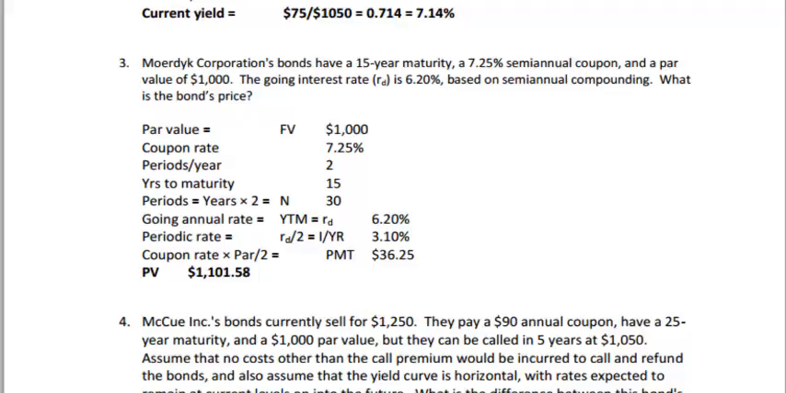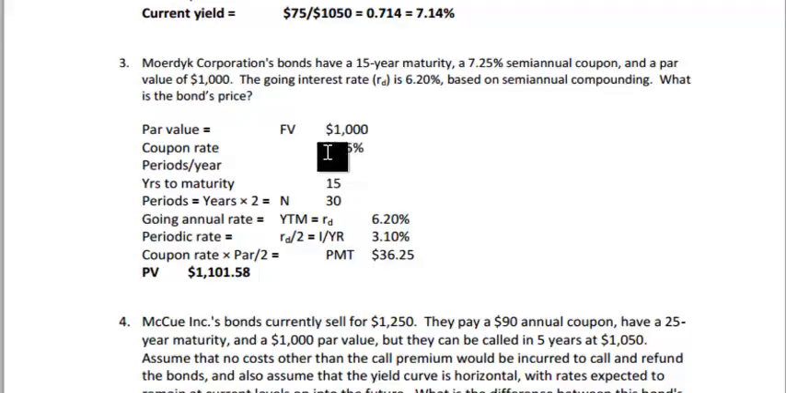Okay, the going interest rate is 6.2%, and what is the bond's price? So it gives us a par value of 1,000, so that's our future value. It gives us a coupon rate of 7.25%. 7.25% of 1,000 implies an annual coupon of $72.50. This also suggests a periodic, or semi-annual, coupon. As you can see below, 36.25. That's every 6 months.